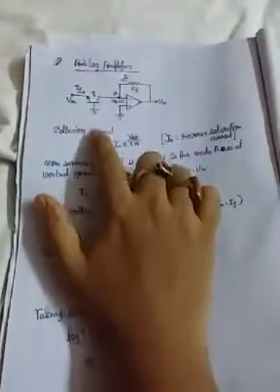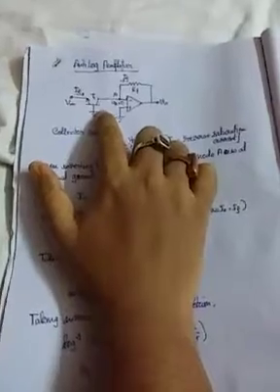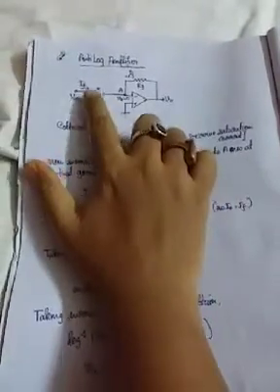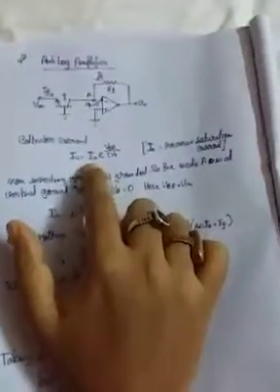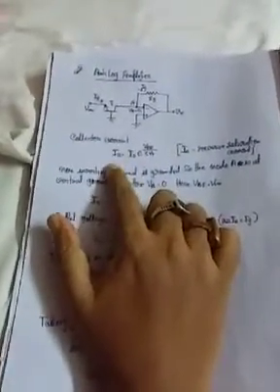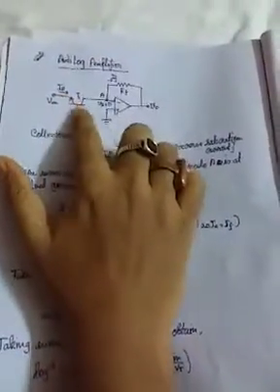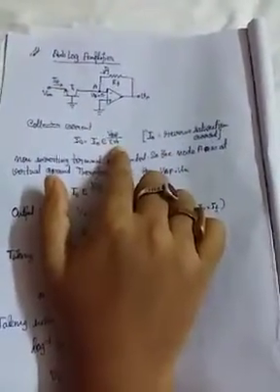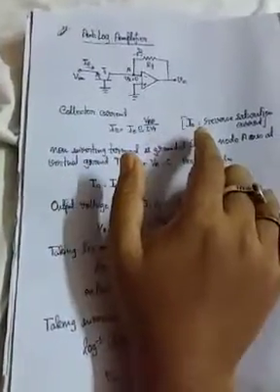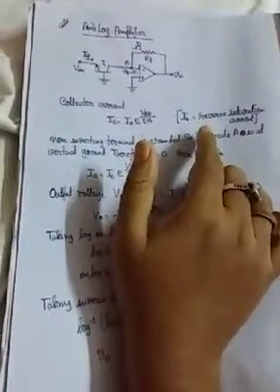Because three terminals are there in the case of a BJT, that is emitter, base and collector, the collector current IC is given by the collector current equation of the BJT: IC is equal to I0 into e to the power VBE by Vt, that is the base emitter voltage by Vt. Here I0 is called the reverse saturation current, and Vt is the voltage equivalent of temperature.